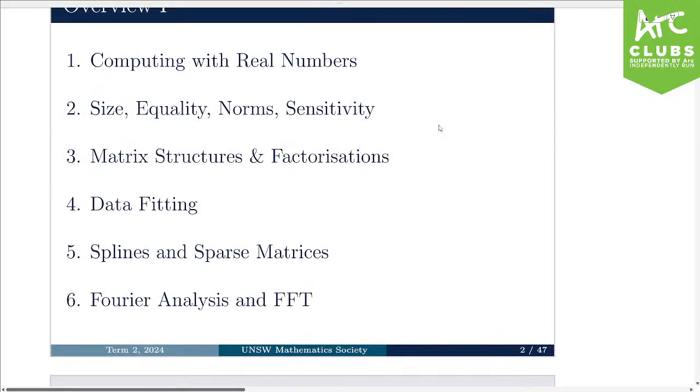Okay, so today for part 1, these are the topics that we will go through. That's everything up to and including Fourier analysis and fast Fourier transform. This will also cover most of questions 1 and 2 in the final paper, not including numerical integration and Taylor series, I think, but all the other questions should fall under one of these topics.